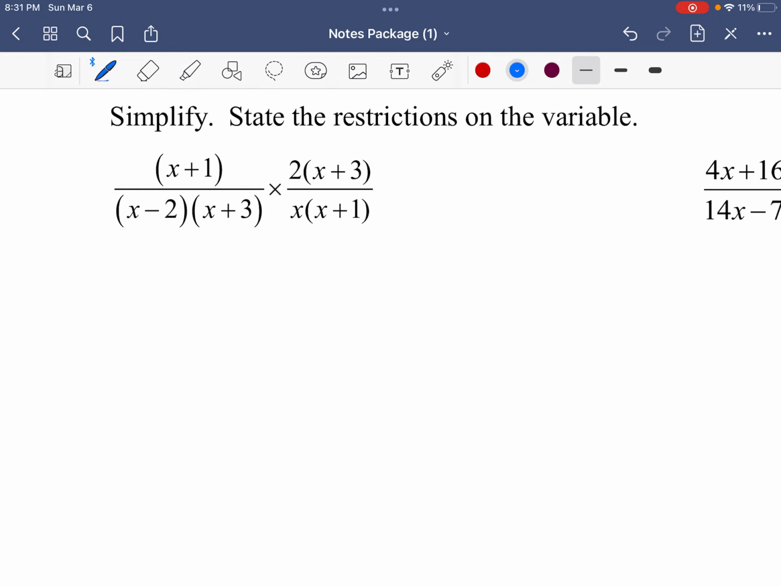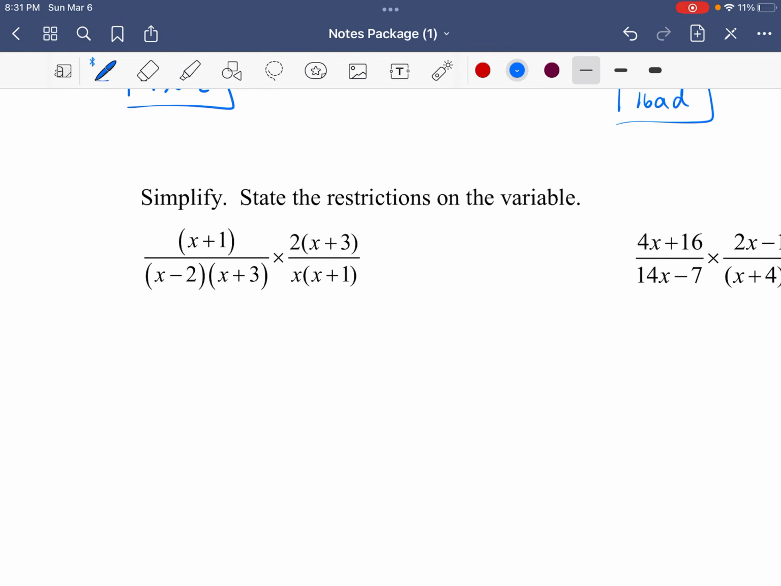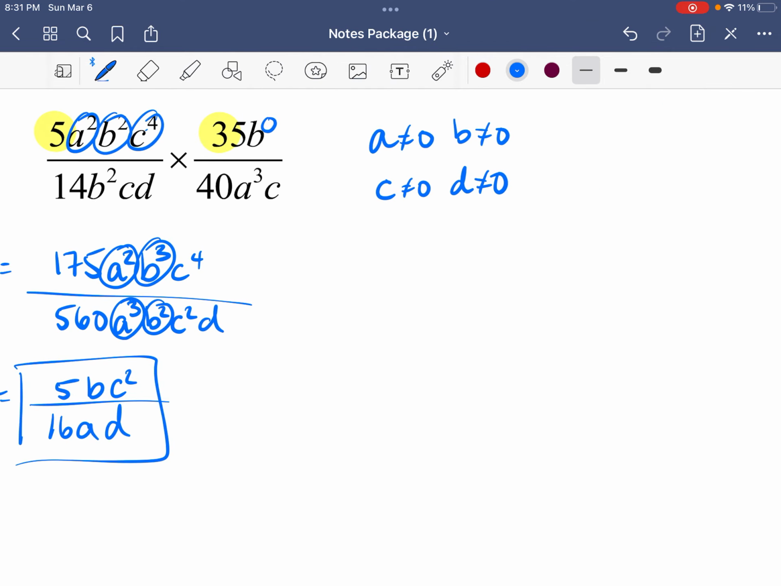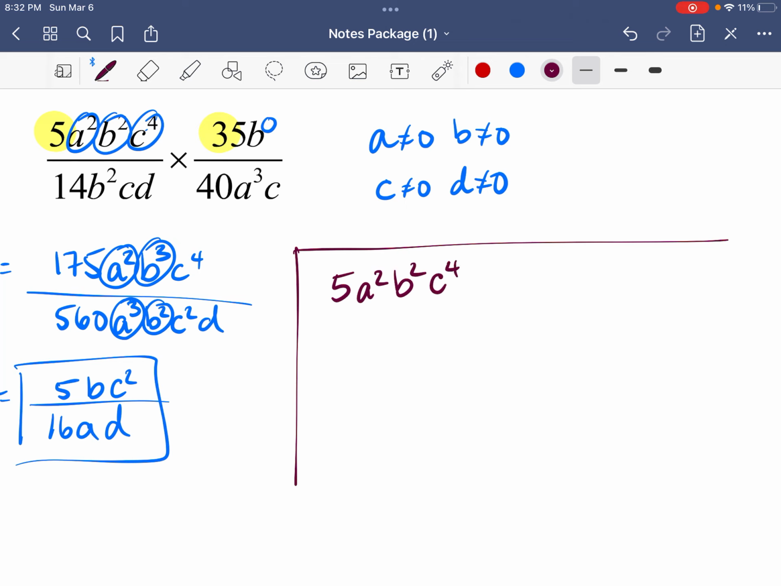All right, simplify. State the restrictions on the variable. Now actually, I'm just going to come back to this question here. And let's rewrite it. Over top of 14b squared cd, and then we're going to multiply this by 35b over 40. Okay, so when you multiply the numerators, instead of multiplying 5 and 35 to get 175, I'm just going to leave it as 5 multiplied by 35.